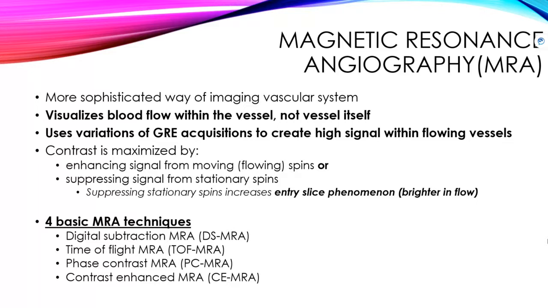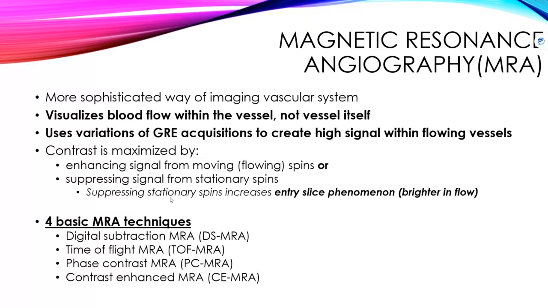If you're using MRI to view vessels and vasculature and angiography, you're actually looking at the vessels, which are stationary, just like your liver, just like your lungs, for instance. So MRI is looking at stationary structures. MRA is actually looking at the flowing nuclei within those structures. So we maximize our contrast by enhancing the signal from the flowing spins or suppressing the signal from the stationary spins. And you can do both at the same time too.